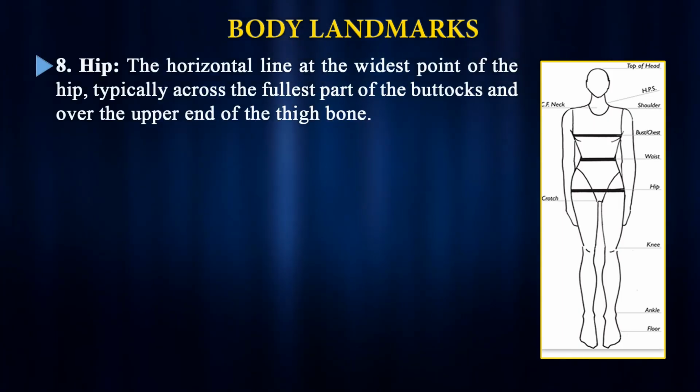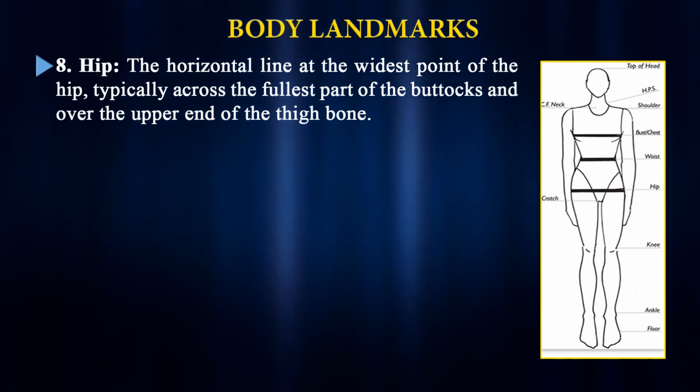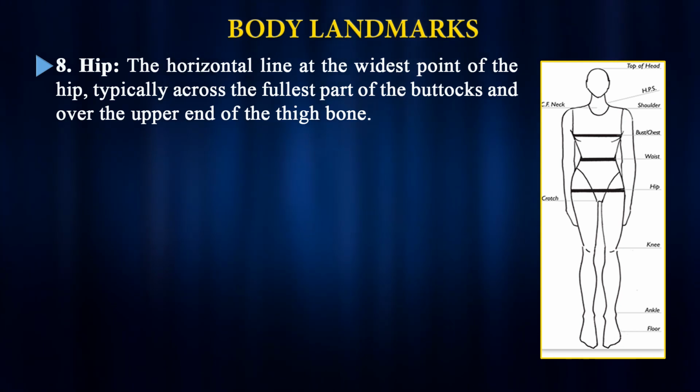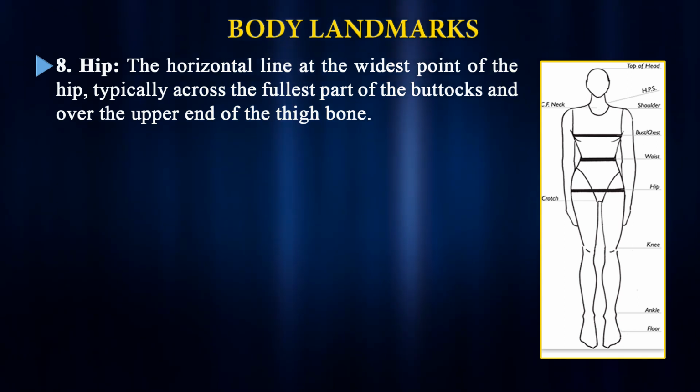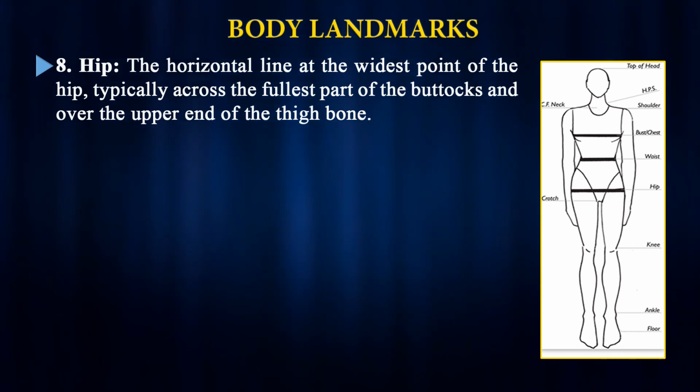Then we have the hip line, which is below the waistline, the horizontal line at the widest point of the hip, typically across the fullest part of the buttocks and over the upper end of the thigh bone. So in the picture you can see the third dark line, it is said as the hip line.